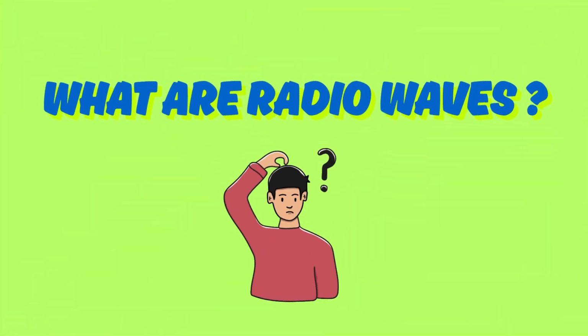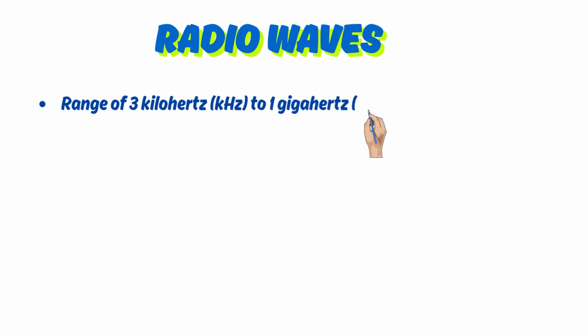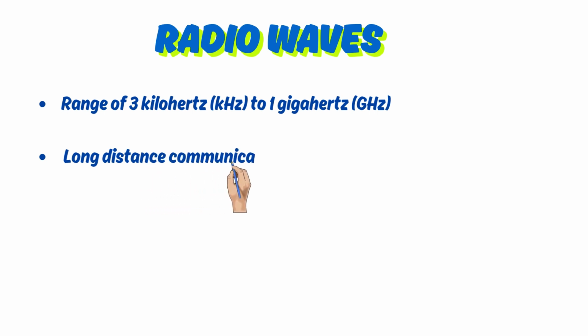In this section, we are about to discuss what are radio waves. Radio waves are one of the most widely used forms of wireless communication in our modern world. They belong to the electromagnetic spectrum and typically operate within a frequency range of 3 kHz to 1 GHz. What makes radio waves particularly useful is their ability to travel long distances and penetrate through buildings and obstacles, making them ideal for broadcasting and mobile communication.